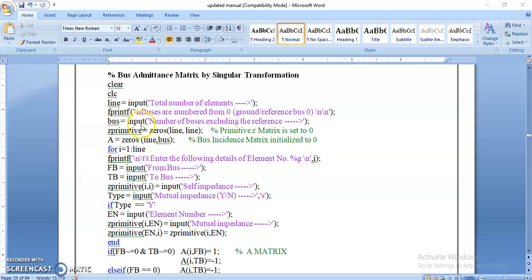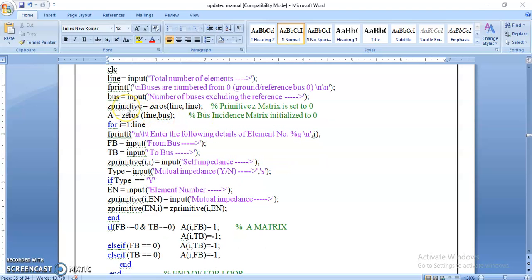Okay, and bus equals input, here number of buses excluding reference. If you remove the reference bus, the remaining left out, you have to type. And the primitive matrix whatever you are forming, first you have to initialize the matrix. Initialize the Z matrix, line by line, with zeros. And the A matrix you have to get it, because as you know Y bus is A transpose of Y into A, so the A matrix you have to initialize to 0.